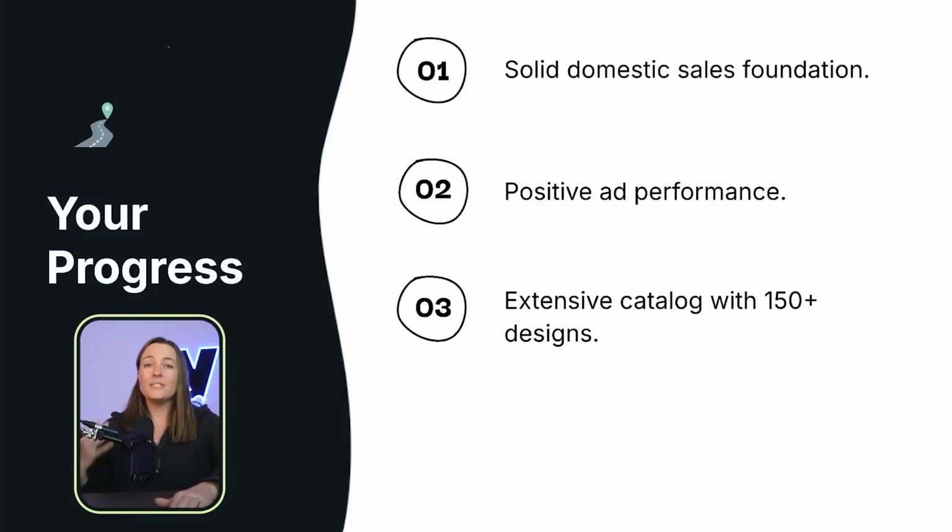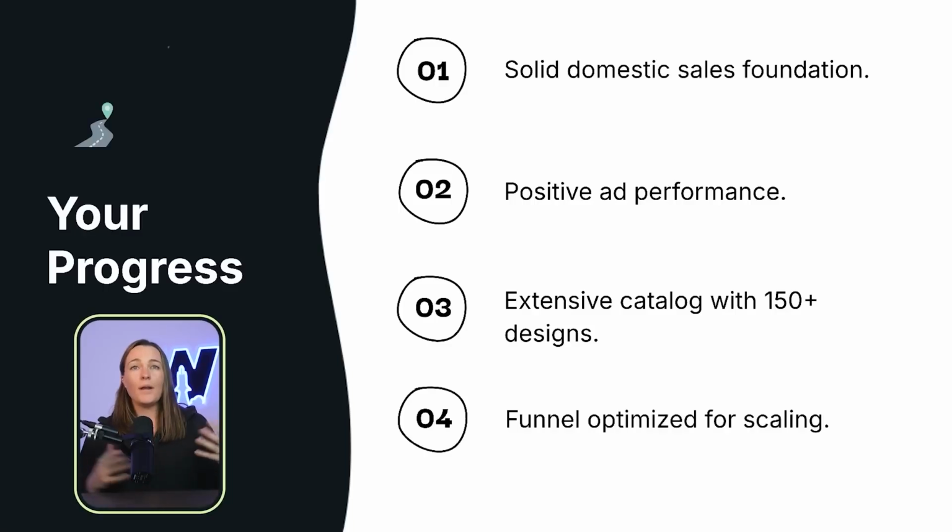The third thing that should have already happened at this point is an extensive catalog with at least 150-plus designs. So we have started to understand our customer, understand the niche, understand what they're looking for, the types of designs that they're liking and purchasing. If we are maybe sitting at 30 designs, it's just not time. We want to have a lot to offer, especially when going international.